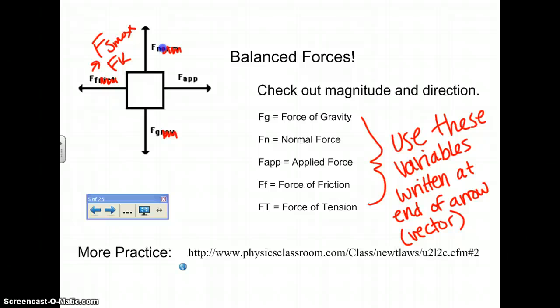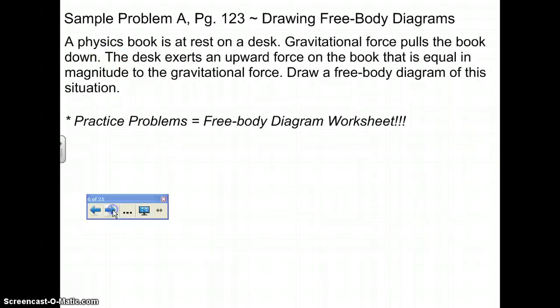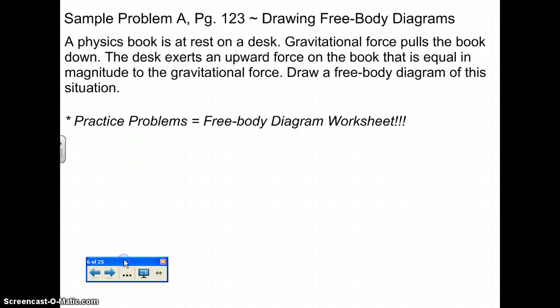The right answers are after you try the problem. It'll pop up and tell you yay or nay. Next. Sample problem A. So free body diagram. A physics textbook is at rest on a desk. Gravitational force pulls the book down. The desk exerts an upward force on the book that is equal in magnitude to the gravitational force, and then obviously opposite in direction. Draw your free body diagram in this scenario.